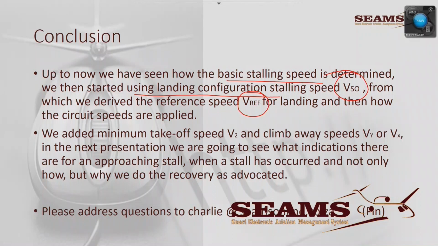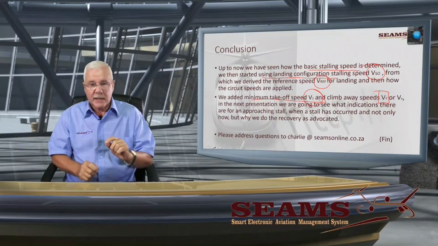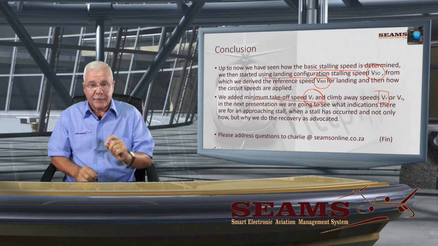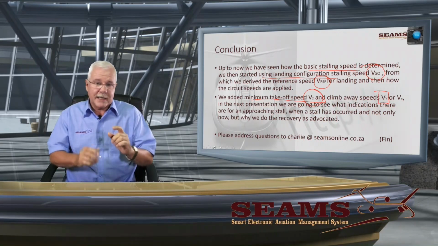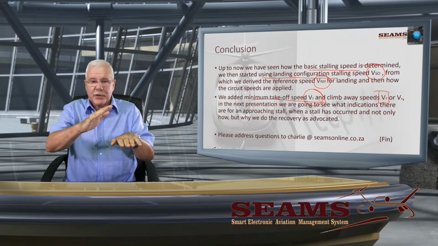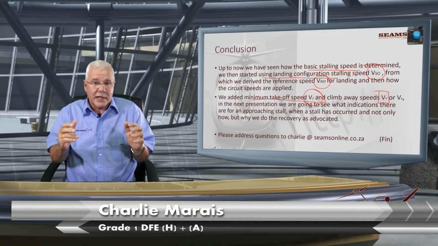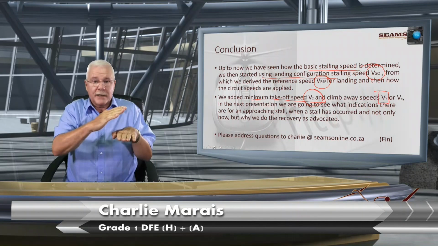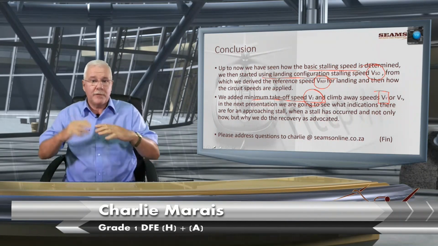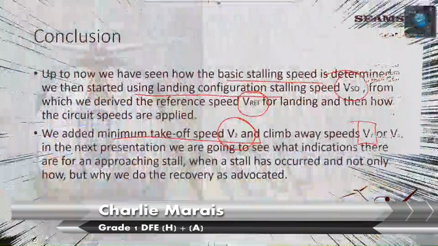So we added the minimum takeoff speed, V2, climb away speed, Vx, and Vy. This is something that you need to go and practice. Remember, speed equals life, especially in that part after the takeoff where you accelerate. If you over-rotate, you're in trouble. If you under-rotate, you're not in trouble. You're just going to quickly gain some speed, and then you can make it better. But if you've over-rotated, and in the next presentation, we're going to specifically look at that one.